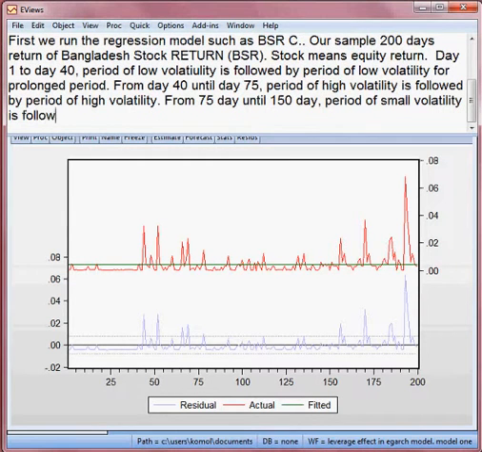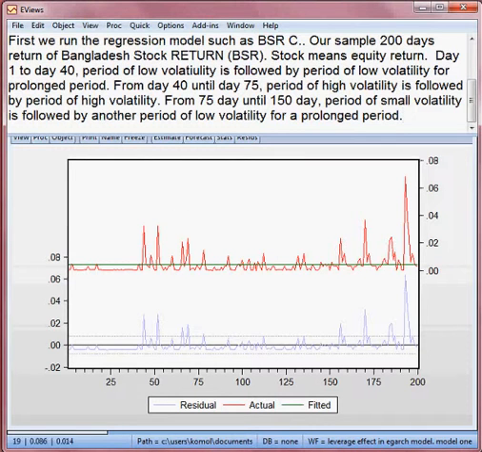is followed by another period of low volatility for a prolonged period, right? And again you can see from 150 to 200, from here to here, the period of high volatility has been followed by a period of high volatility.